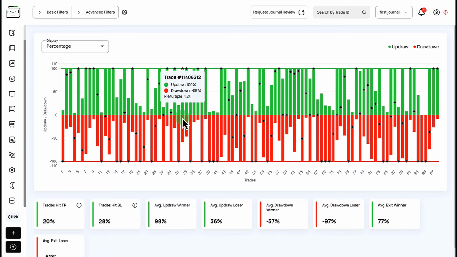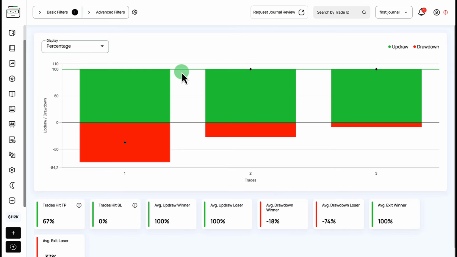Each bar, red and green, stands for one trade. The green part of the bar shows you how much the price moved in your favor during the duration of the trade, and the red part shows how much the price moved against you during your trade duration. The green horizontal line is your take profit, the red horizontal line is your stop loss, and this black marker is your actual exit.